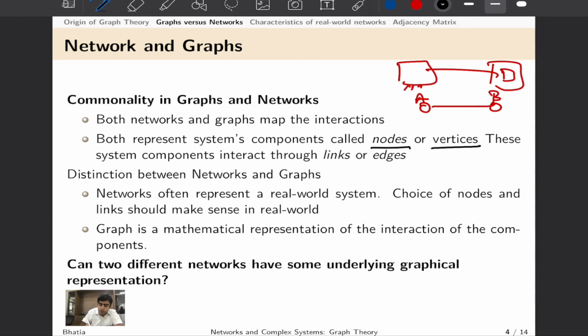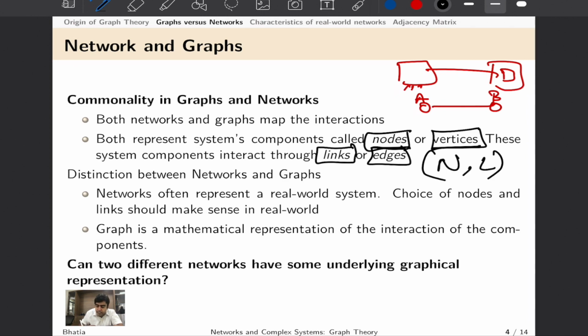However, there are certain commonalities between networks as well as graphs. For example, both networks and graphs have something called nodes or vertices. In networks, we call them nodes. In graph theory, we call these components of those systems vertices. For example, in Euler's example, the pieces of land were represented as vertices or nodes. And whenever we connect these nodes by some meaningful interactions, we call them links or edges.